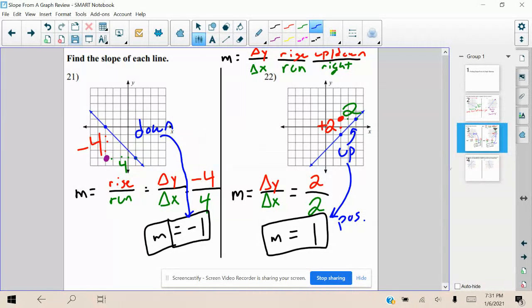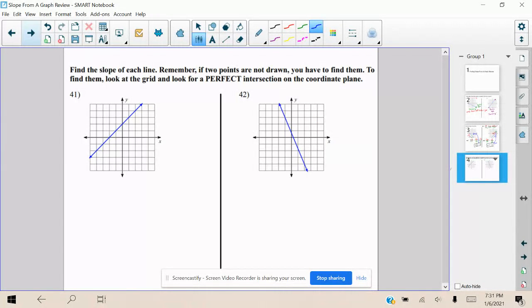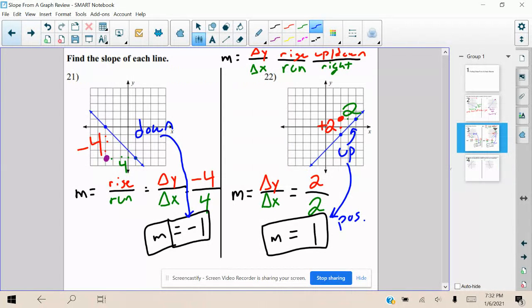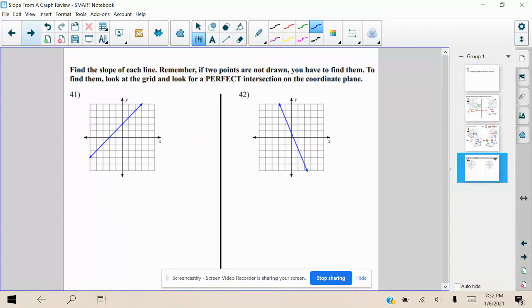Awesome, great job. Here we go, 2 more problems. So now, the only difference about these problems is that we aren't given those perfect coordinate points. In the previous problems, we were given 2 points on the line. But now we just have to do a little bit more work, nothing too challenging, and we want to find those perfect intersections with our coordinate plane.